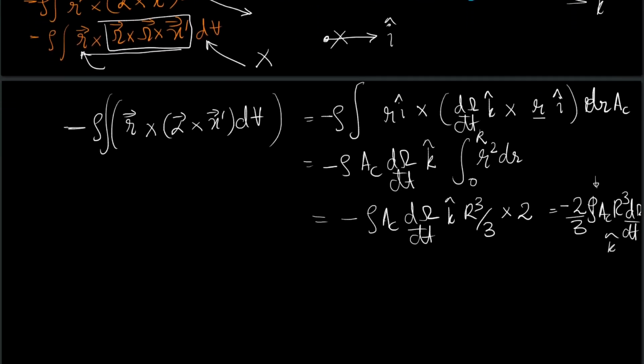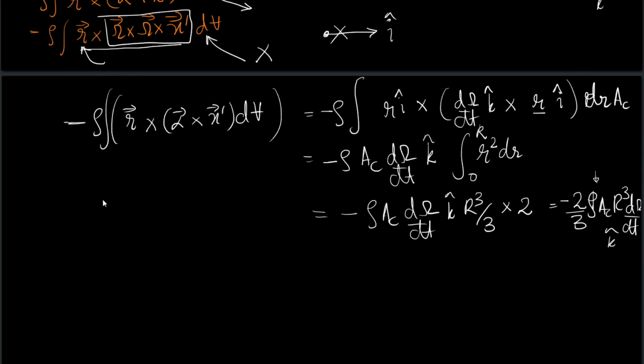Okay, so I'm not going to proceed further with this problem. You can collect all the terms and form a differential equation for omega. So you can easily find out what the rate of change of angular momentum is, or the angular velocity is for the control volume.